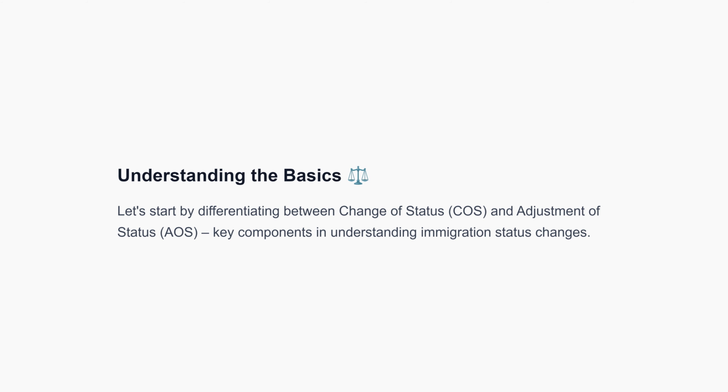Change of status, or COS, involves transitioning from one non-immigrant visa category to another, such as moving from an F1 student visa to an H-1B work visa. On the other hand, adjustment of status, or AOS, refers to changing from a non-immigrant visa to an immigrant visa, which can ultimately lead to obtaining a green card. An example of this is transitioning from an H-1B work visa to an EB-2 green card.